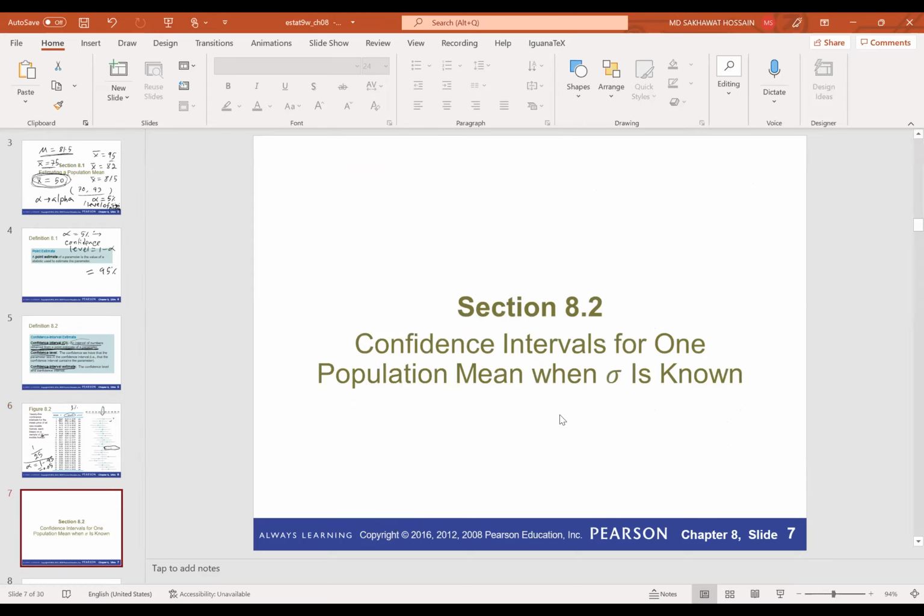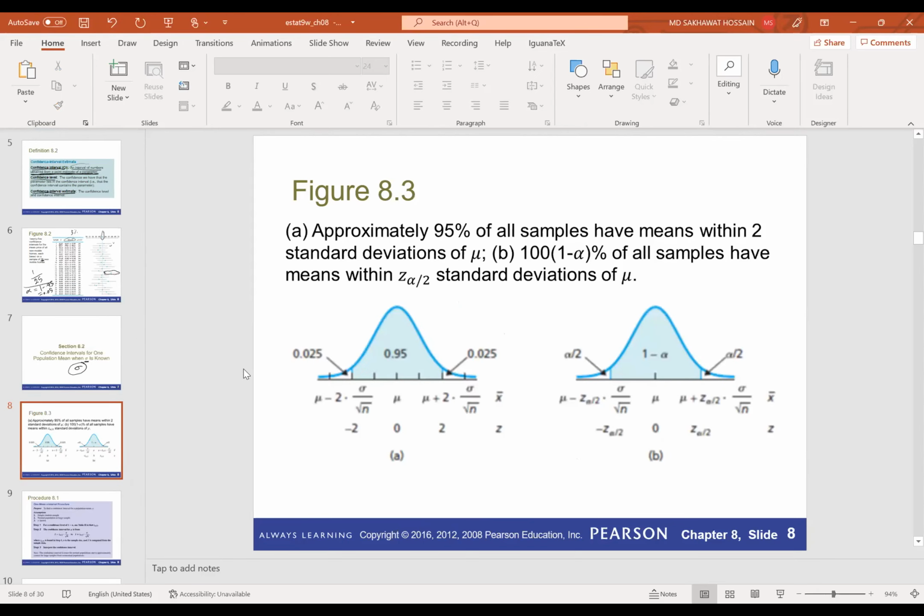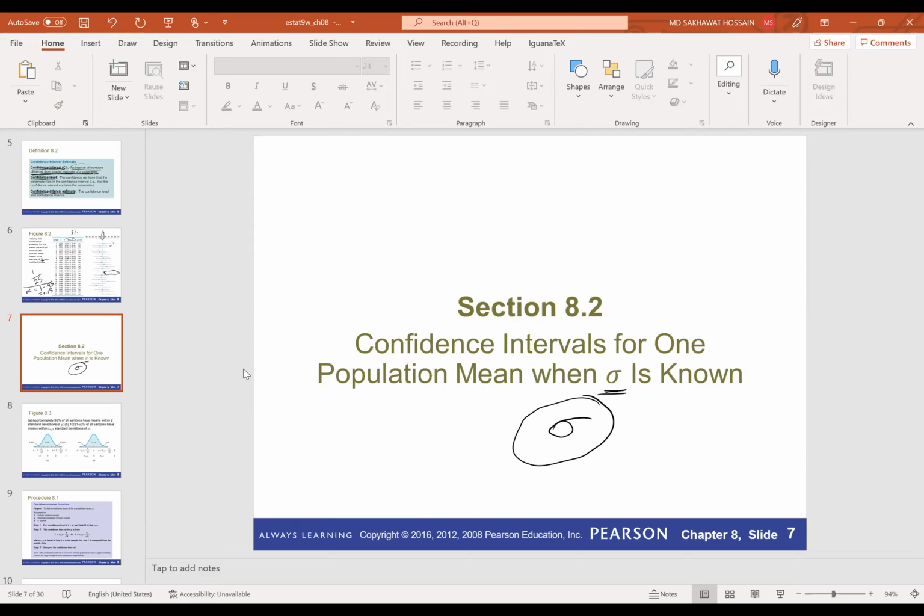Okay, so now we'll discuss how we construct the confidence interval. What is the formula for a confidence interval? Here, confidence intervals for one population mean when sigma is known. We actually have several formulas for constructing the confidence interval for a population mean. It depends on the assumption. One assumption is that sigma is known. Usually sigma is unknown, but here we consider sigma to be known. The population standard deviation is known. So when it is known, the formula for constructing the confidence interval is mu plus minus z alpha over 2 times sigma over square root of n.